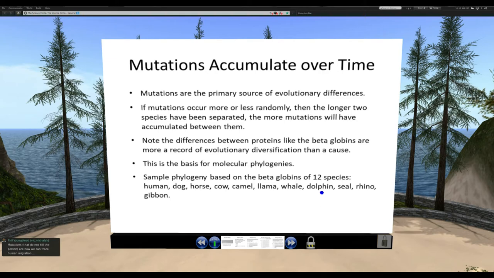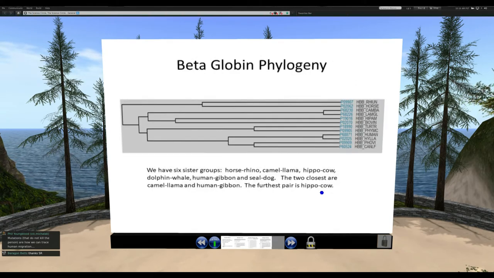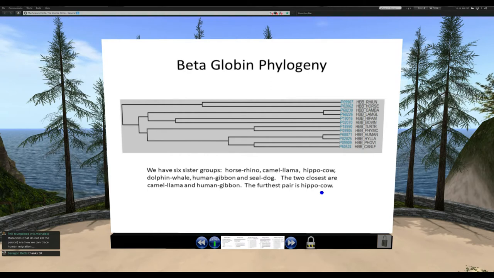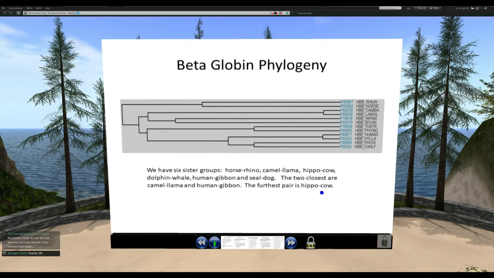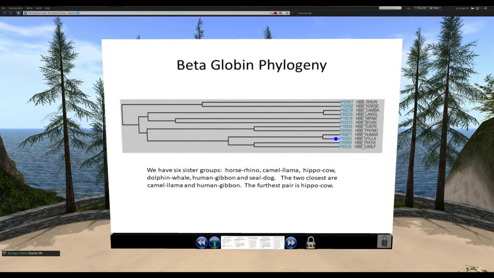So on the next slide, there's a sample phylogeny based on the beta globins of 12 species: humans, dogs, horses, cows, camels, llamas, whales, dolphins, seals, rhinos, and gibbons. And here is that phylogeny. And in this, the two species that are most closely related will be on a single fork, like this one here, where you have humans and gibbons.